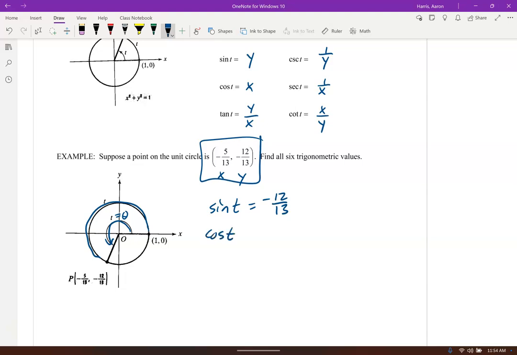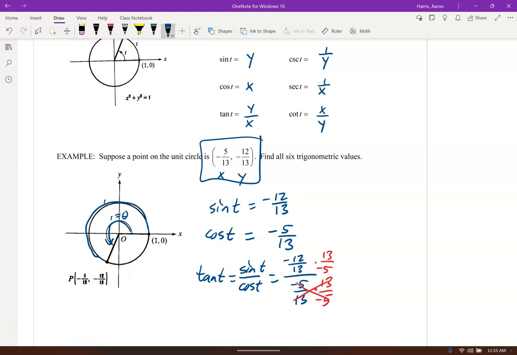The cosine is the x value, -5/13. The tangent is the sine over the cosine. So in this case, the sine is -12/13, and the cosine is -5/13. And notice I gotta keep change flip. I gotta simplify that. I'm dividing by a fraction, right? So I multiply by the reciprocal to clean that up.